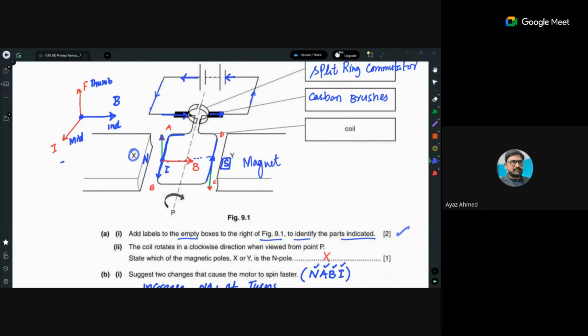Look, I drew the force arrow, and this force arrow is basically upward. So when you point your middle finger towards you and thumb upward, then automatically the magnetic field would be pointing towards the right. So magnetic field pointing towards the right means north is on the left side and south is on the right side. That's why X is your north and Y is your south. Okay, got it? Got it.